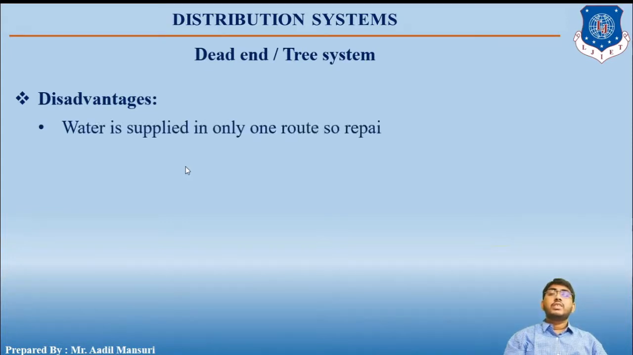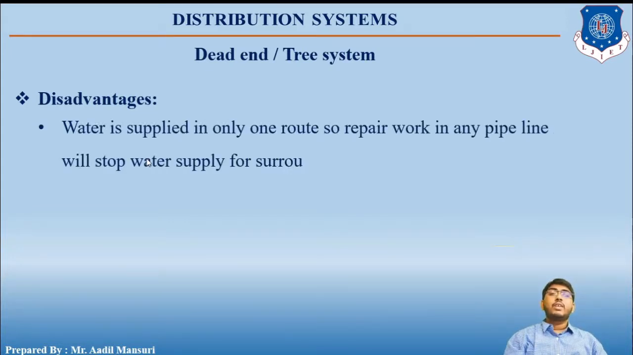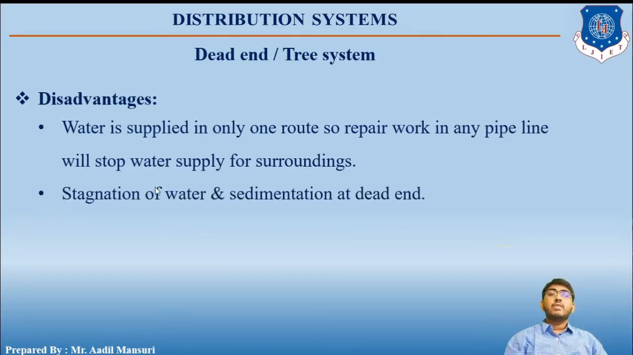So the first disadvantage is that water is supplied in only one route. So if repair work in any pipeline is carried out, then all the houses of that particular area will get affected. Next is stagnation of water and sedimentation takes place at the dead end. Third point is that a large number of screw valves are to be provided at the dead ends in order to remove the sediments.